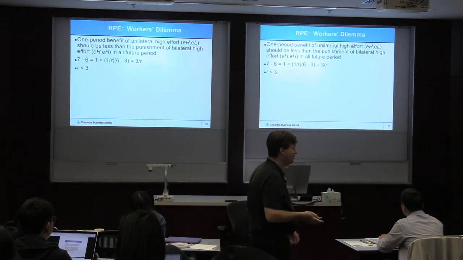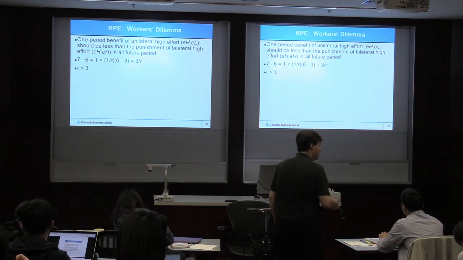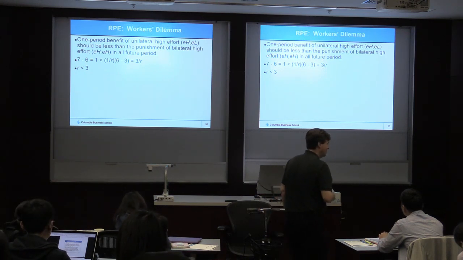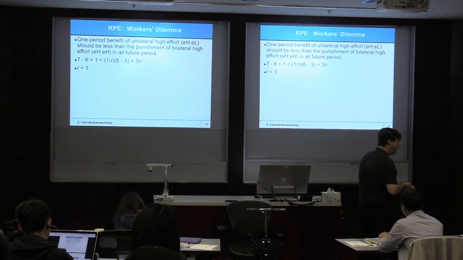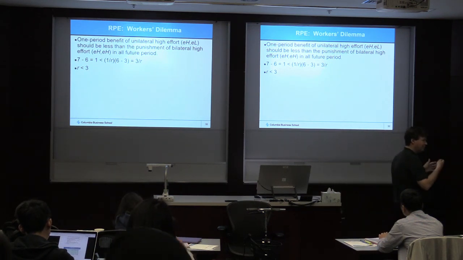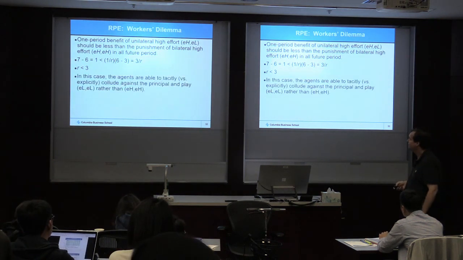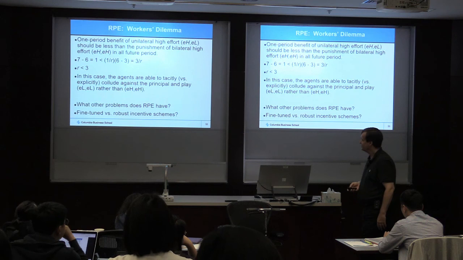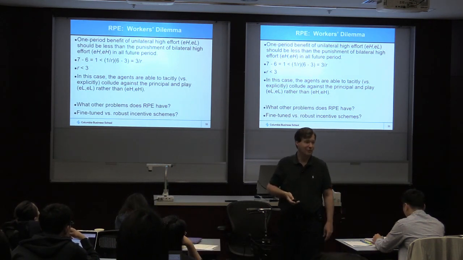So another downfall potentially of relative performance evaluation, right? That there could be collusion under relative performance evaluation because you're creating not multiple equilibria in the one-shot game, but rather there are multiple equilibria that could be collusive in the repeated game. What other problems does relative performance evaluation have? Well, like we talked about before, it's fine-tuned.